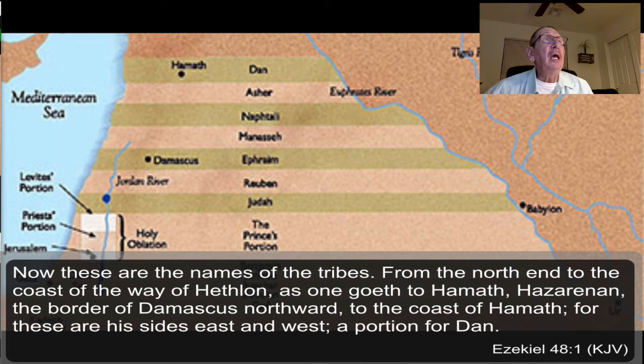Now these are the names of the tribes from the north end to the coast of the way of Hethlon, as one goeth to Hamath, Hazaran, the border of Damascus northward to the coast of Hamath. So these are his sides, and west a portion for Dan. So you notice that you're talking about the Hamath, and the width was originally given by Abraham to be from the Euphrates River all the way to the sea. And so that we're starting there. So the first person will be, as it's described here in verse 48:1, is for Dan.